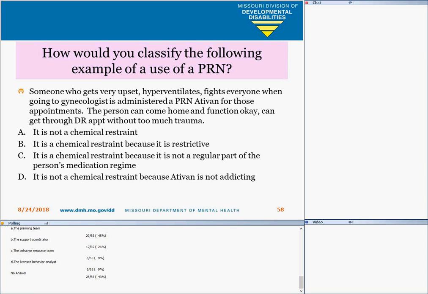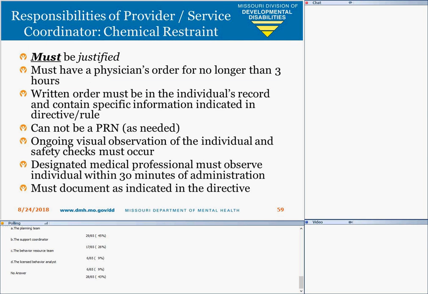Okay, so almost everyone got this correct. It is not a chemical restraint. Because they're getting through the doctor appointment and they come home and function okay, it is not a chemical restraint. Remember, the definition of chemical restraint is that its intent is to address a problem behavior that's going to be dangerous to the self or others, and immobilize the person, and that's what happens, they are immobilized. So that answer is A. Okay.